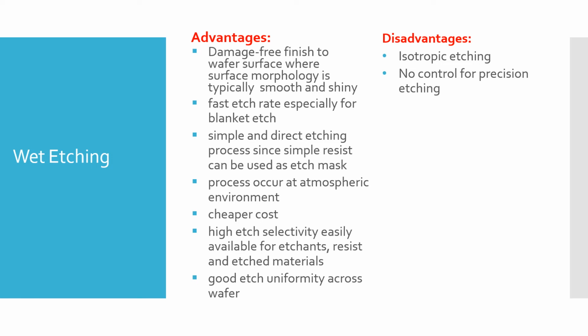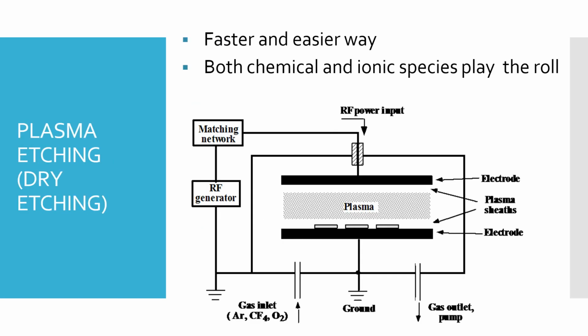The process also occurs in an atmospheric environment. You don't require a vacuum or any other environment. It has a cheaper cost compared to plasma etching. So there is high etch selectivity easily available for etchants, resist and etch material, and good etch uniformity across the wafer. But the disadvantage is the isotropic etching and no control for precision etching.